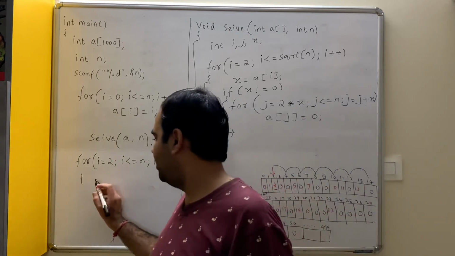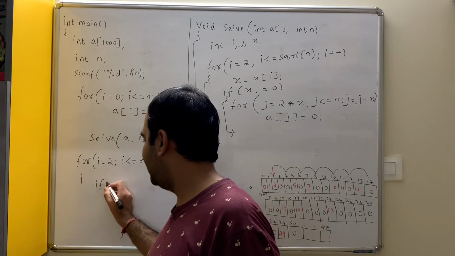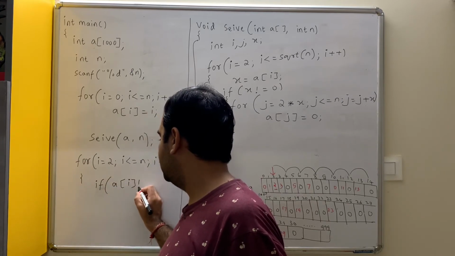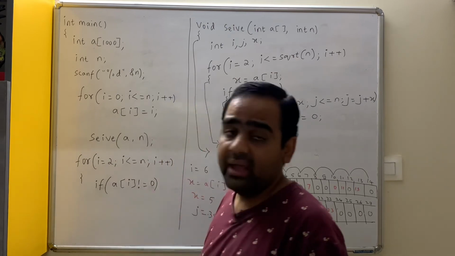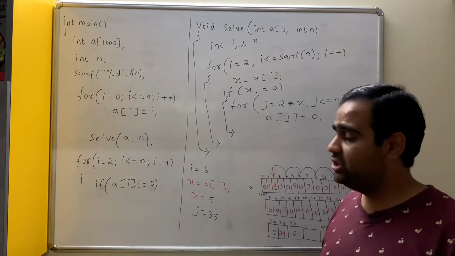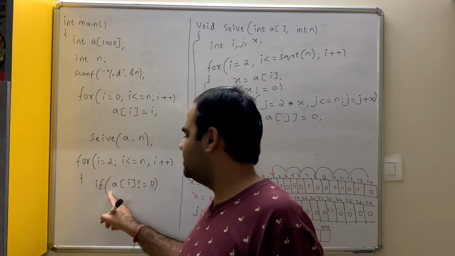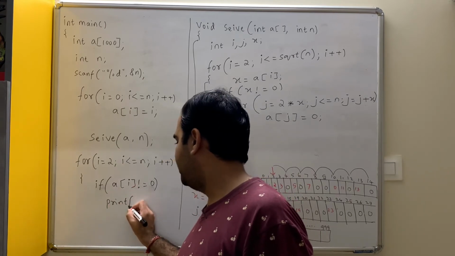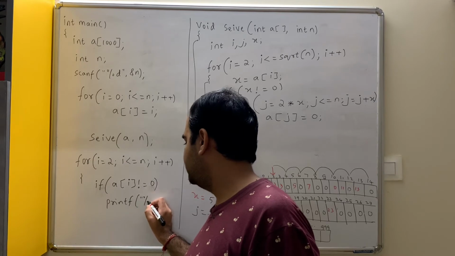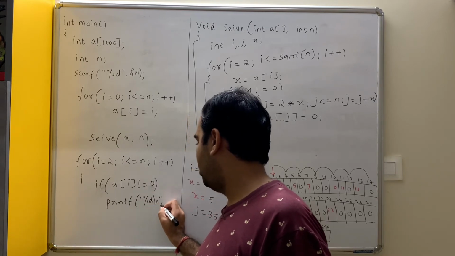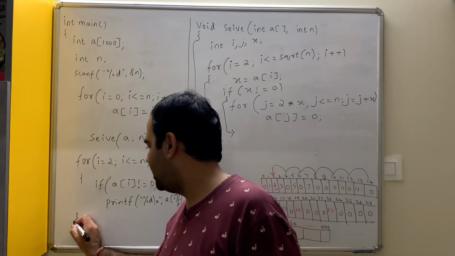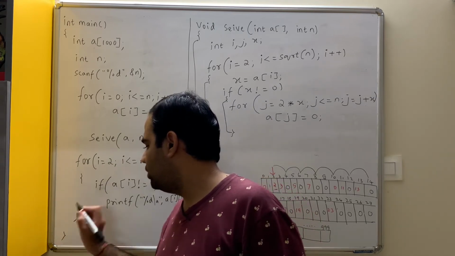Hence, how do you write this? We say if A of i is not equal to 0. I say if A of i not equal to 0, you can just write if A of i, you know that. Then what shall I write over here? I say printf %d comma A of i. I will just trace it one time, and this is return 0 and end of the main.